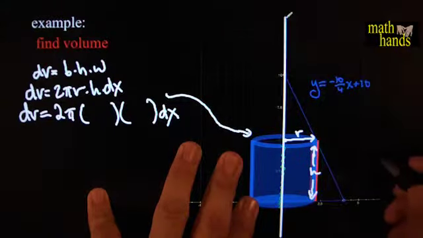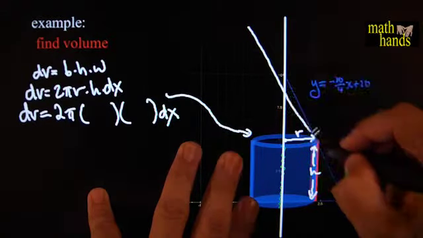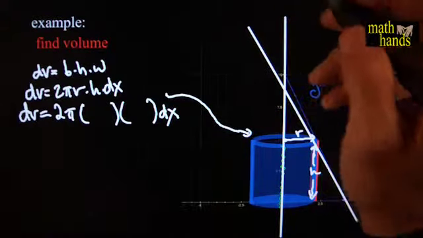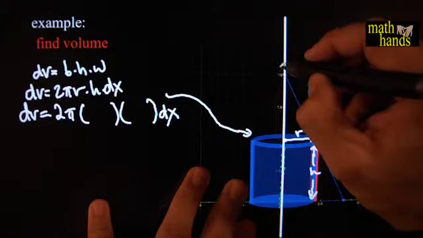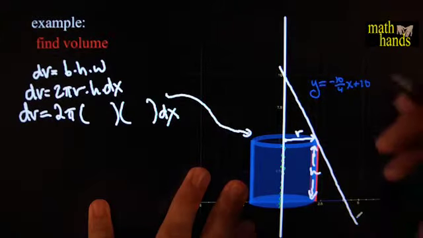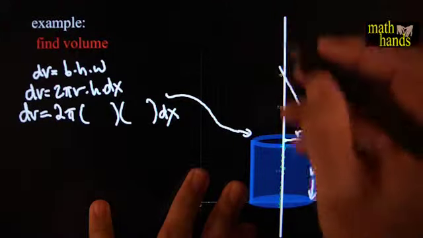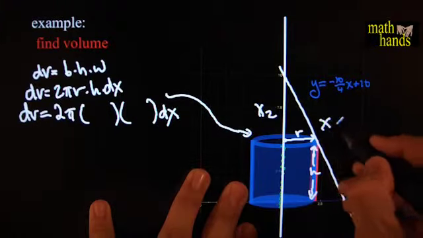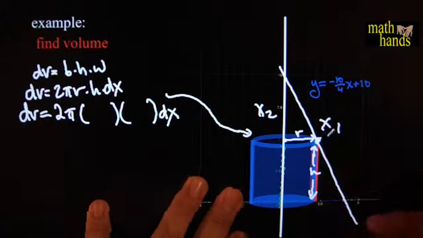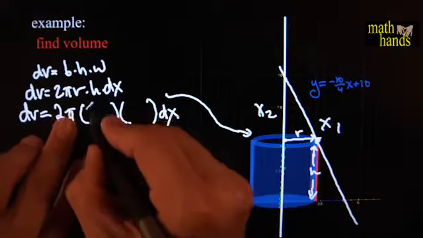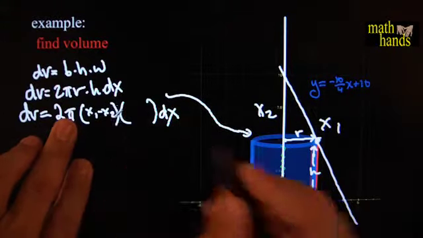This is one of my x's, and I'm going to call this one another one of my x's. So this one I'll call x2, I'll call this one x1. Okay? So then the radius would be x1 minus x2.